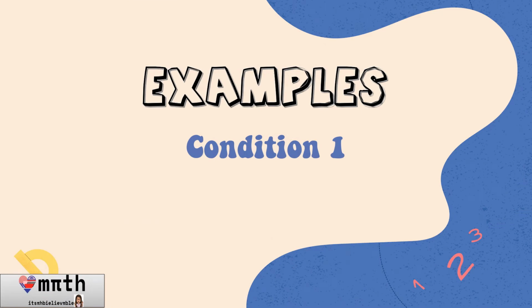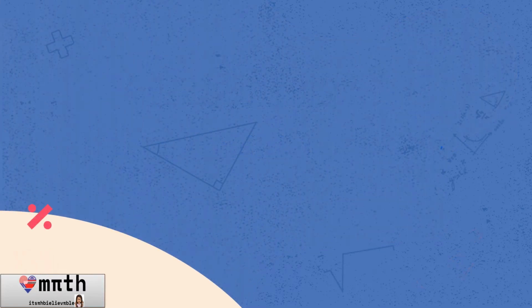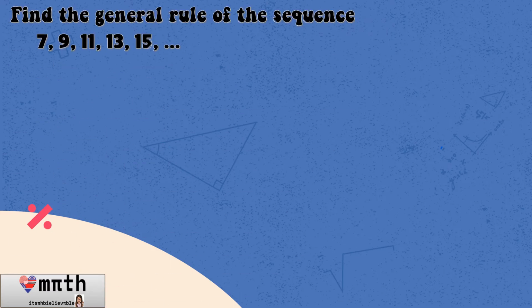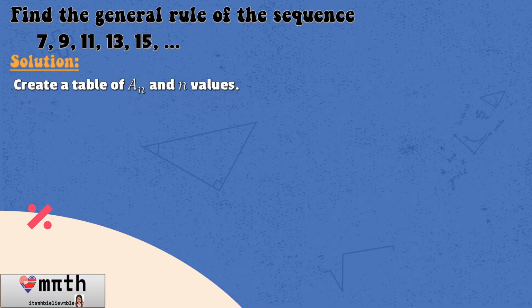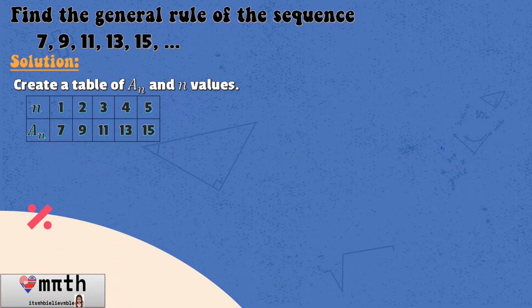Let's have an example for condition number 1. For example number 1, find the general rule of the sequence 7, 9, 11, 13, and 15. First, we need to create a table of a sub n and n values. As you can see, these are the values of n, and below are the values of a sub n, or the given sequence.